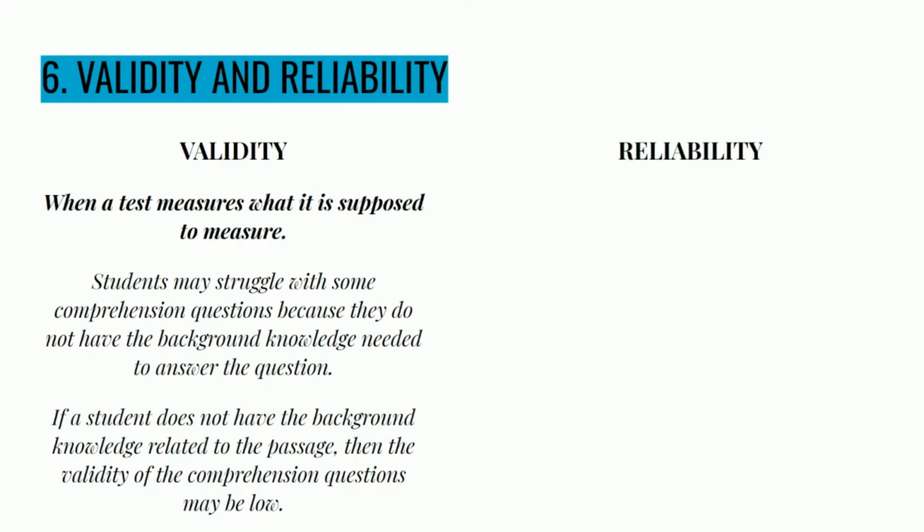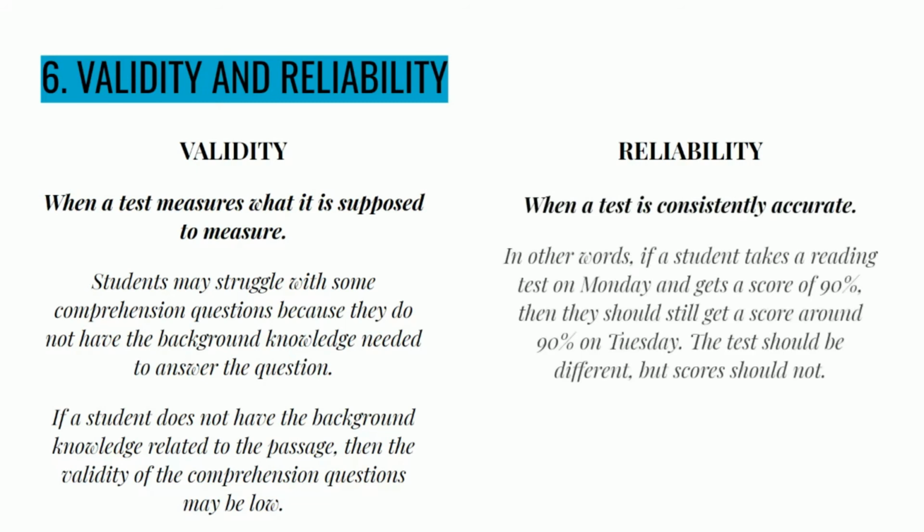Then we have reliability. Reliability means when a test is consistently accurate. In other words, if a student takes a reading test on Monday and gets a score of 90%, then in essence, they should still get a score of around 90% on Tuesday, the next day. The tests should be different questions, different passages, but the scores should be consistently accurate in portraying the student's reading level.